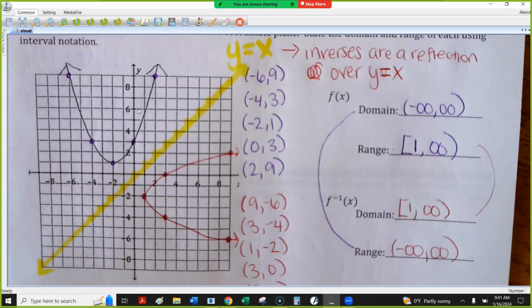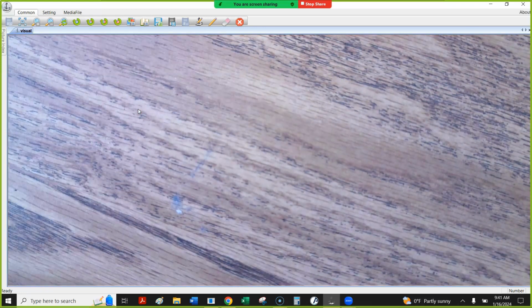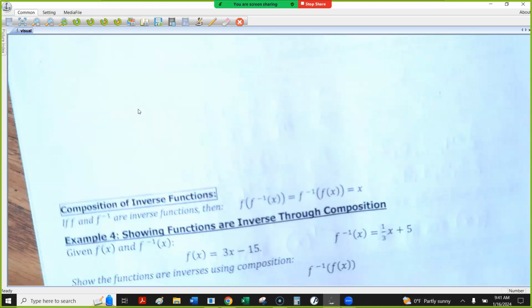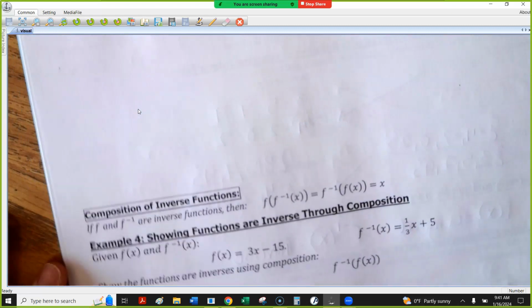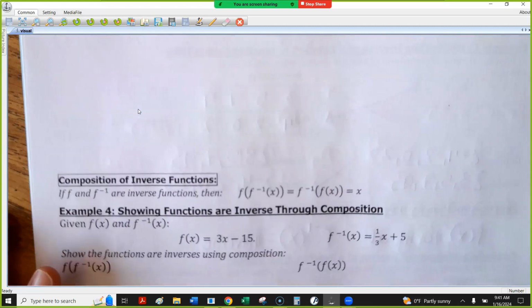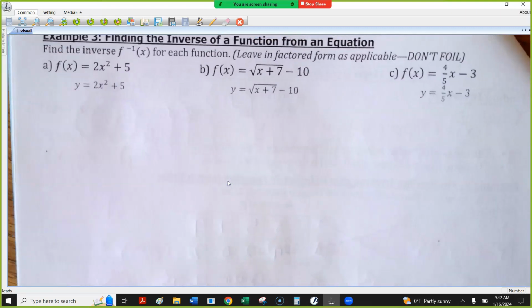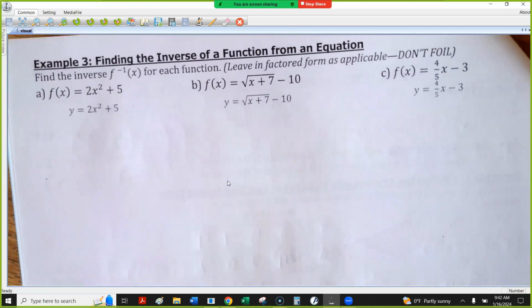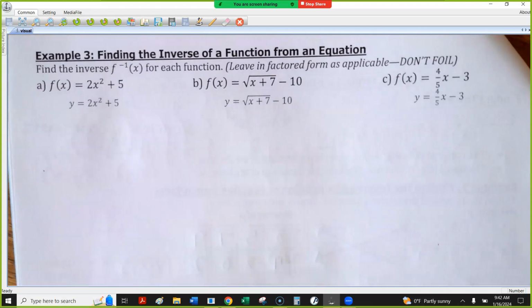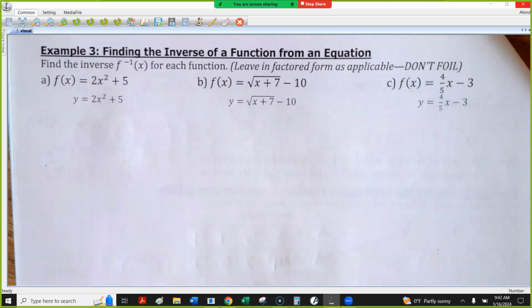Okay, let me flip this over. Now, on the back, we're going to do a couple of these with equations. And if we don't get through this, no big deal. We'll just get as far as we can here. All right. Now, there's 3 examples here.